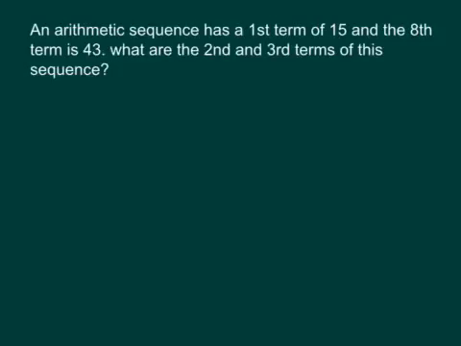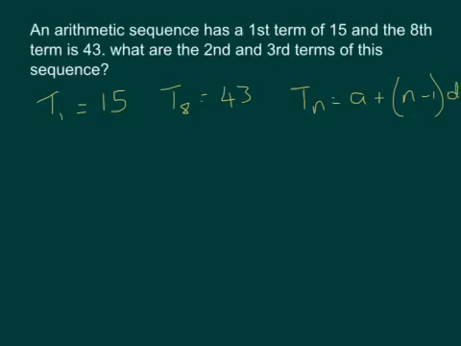So the first thing we can do is say that the first term, t of 1, is equal to 15. So we'll just write that down. And the eighth term is equal to 43. And our general form of an arithmetic sequence formula is t of n is equal to a plus n minus 1 times d. And so what we need to do is find out what a is.